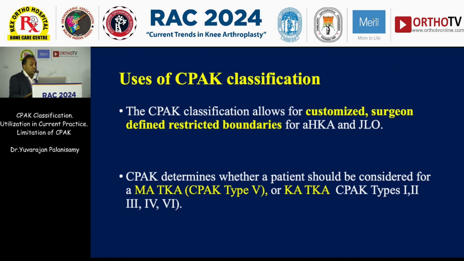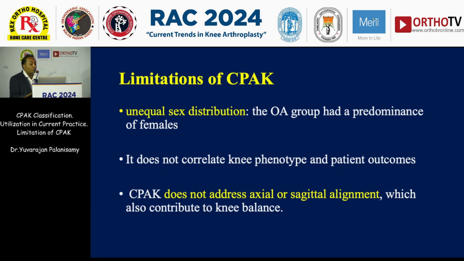But the advantage of using this classification is that you can customize, and the surgeon can define his restriction boundaries of arithmetic HKA and JLO, and which type requires which type of alignment technique. That's very important. But definitely it comes with certain limitations. In the studies, they have an unequal sex distribution, and it does not correlate the knee phenotype and outcome. It's basically by the MacDessi group. And it does not address the axial and sagittal alignment. It's only a coronal plane alignment study. That's one of the disadvantages of this study.